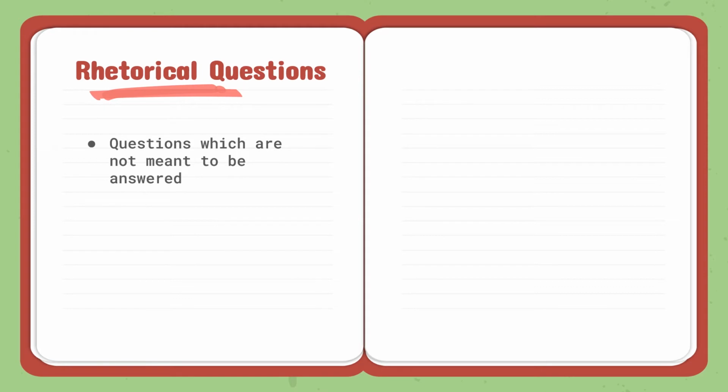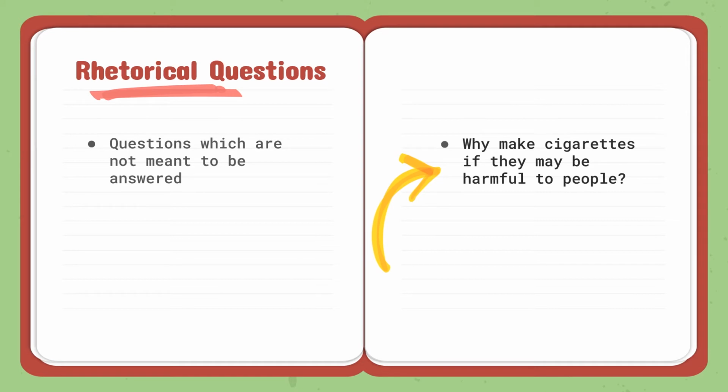Rhetorical questions. Rhetorical questions are used to point out something and are not meant to be answered. An example of this: why make cigarettes if they may be harmful to people?